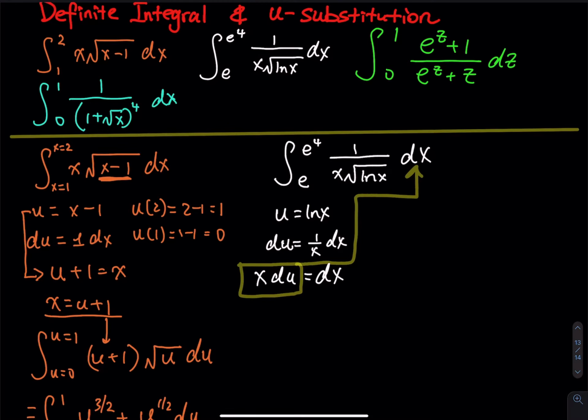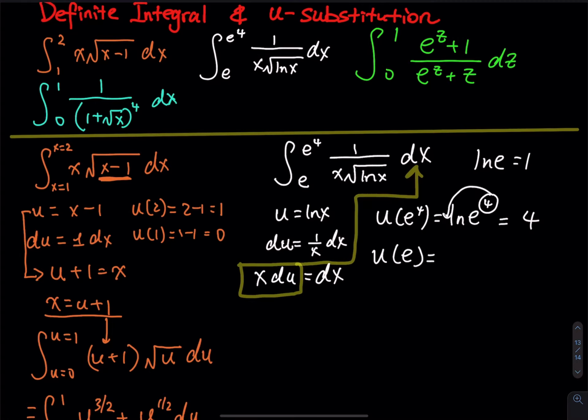So let's change the limits, 1 and e to the 4th. We have u of e to the 4th, that is ln e to the 4th. Still remember this, you can use the power rule of ln. All you have to do is bring the 4 to the front, so that is just 4 times ln e. ln e is equal to 1. So u of e, that is just ln e, which is equal to 1.